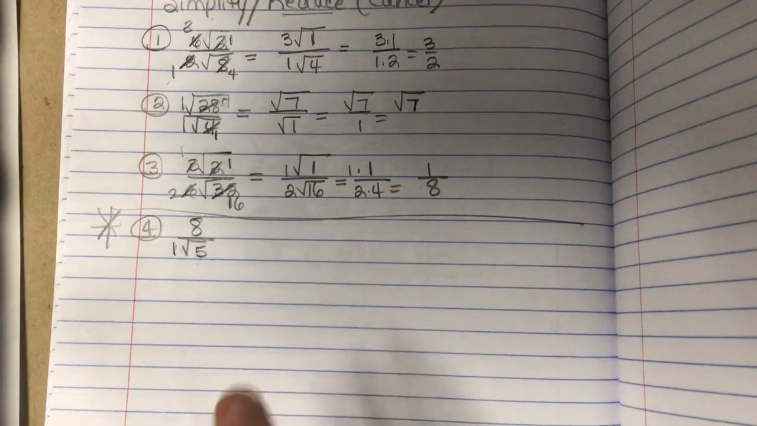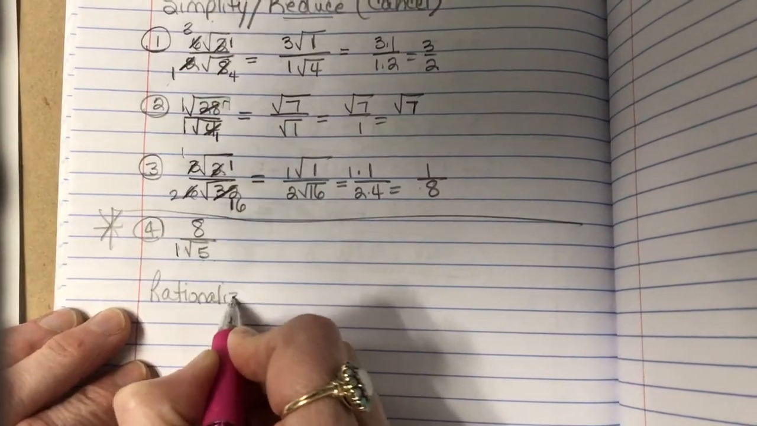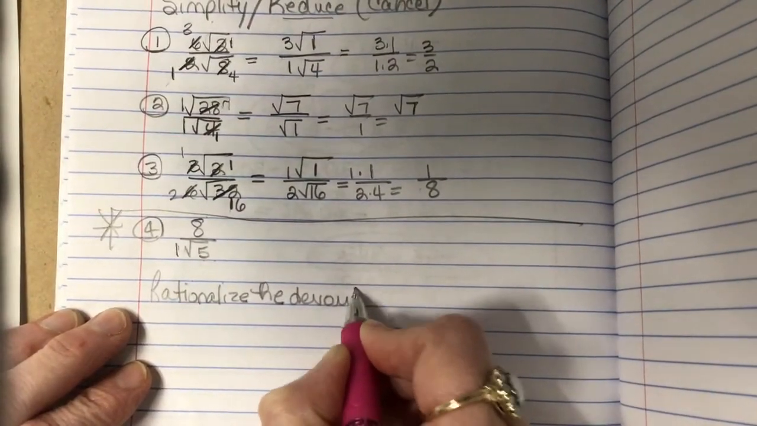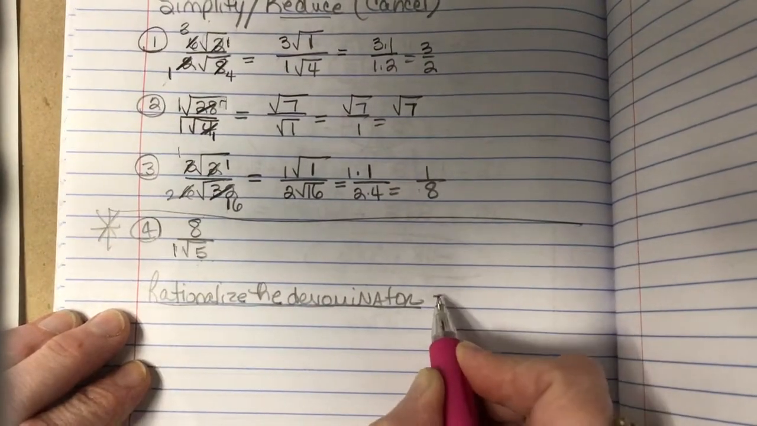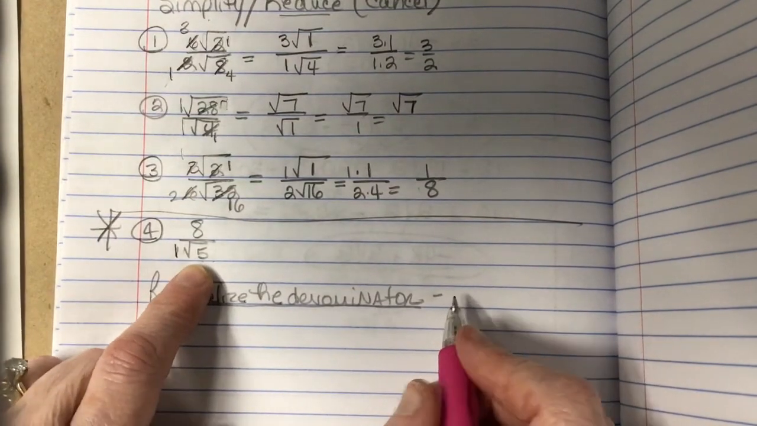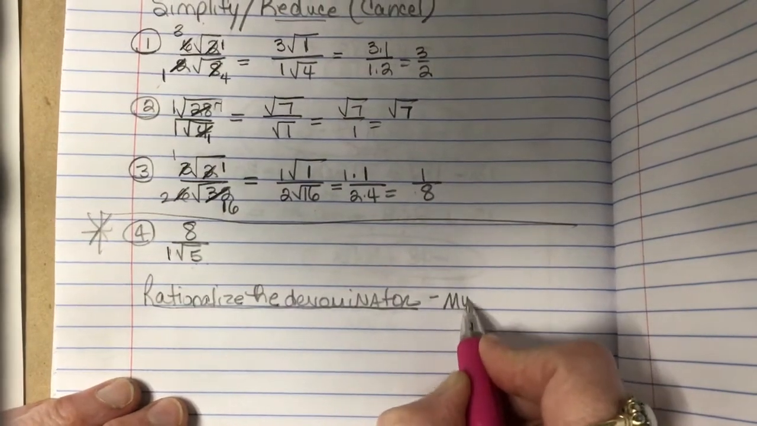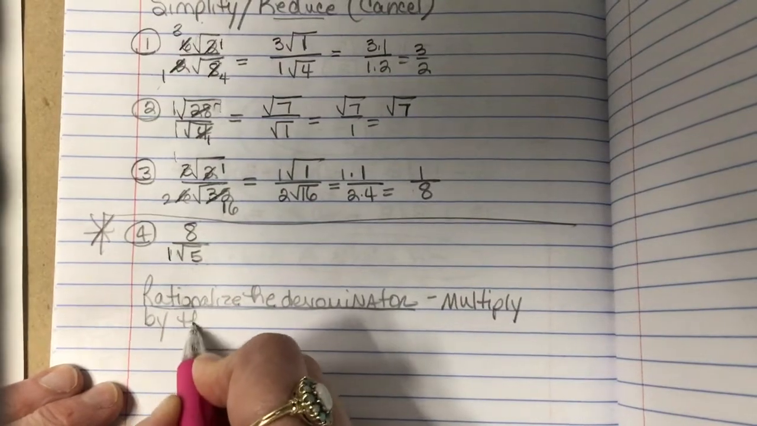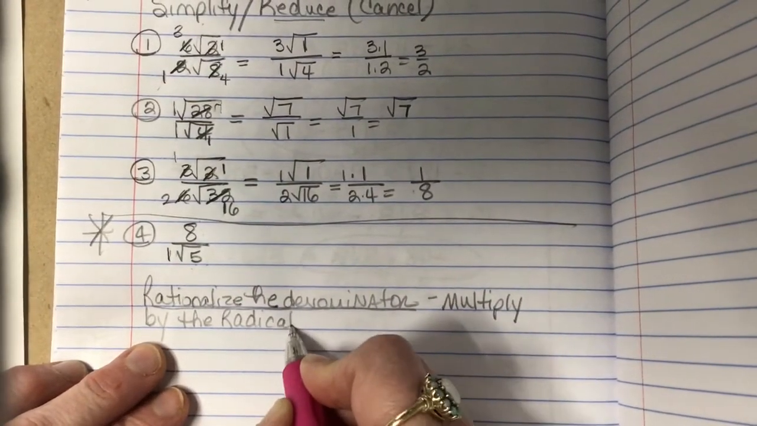We're going to do what's called rationalize the denominator. You may remember this from last year. Rationalize just means you're going to make it a rational number. You're going to get rid of that irrational number right there. And we're going to multiply by the radical. I'm going to do it generically radical because this works for any of them.